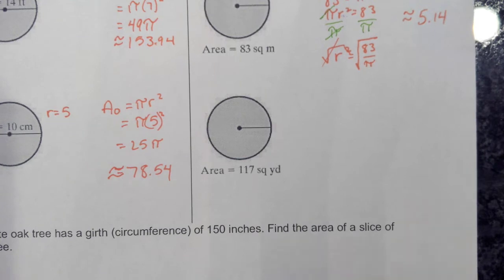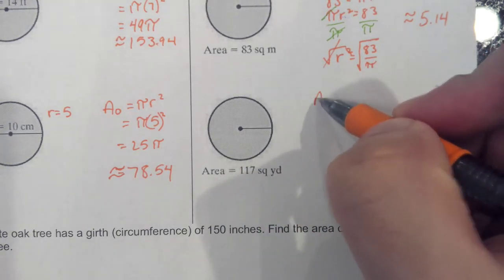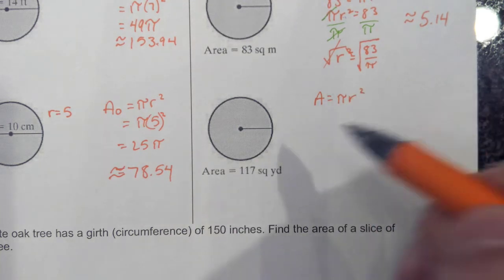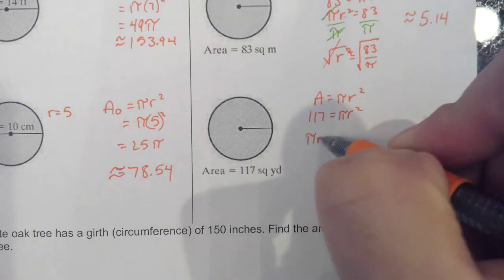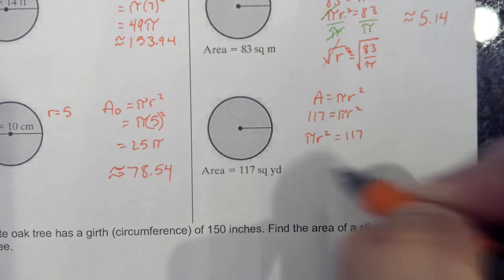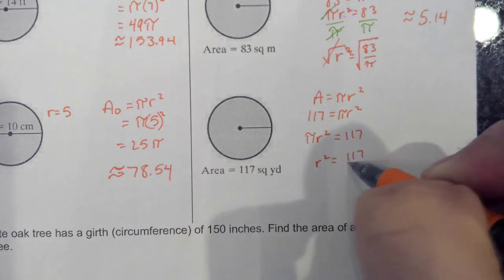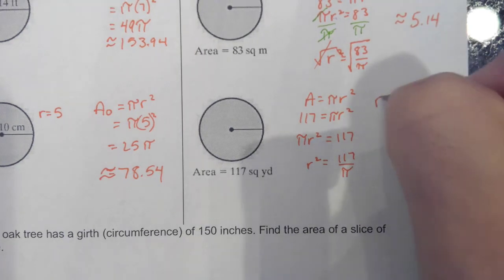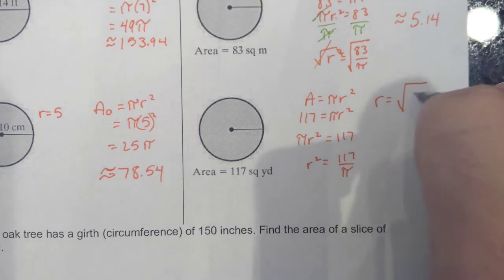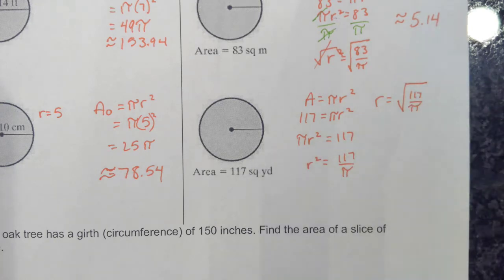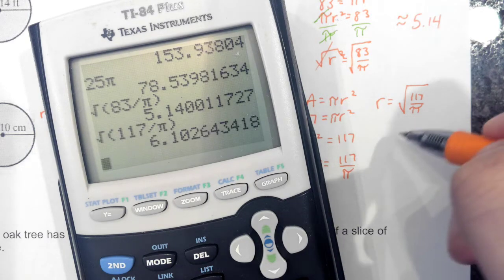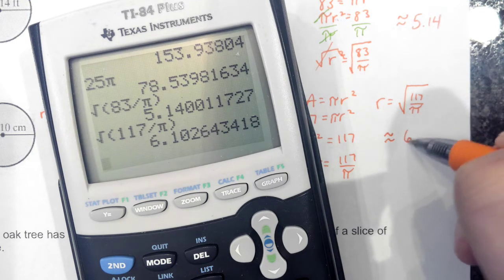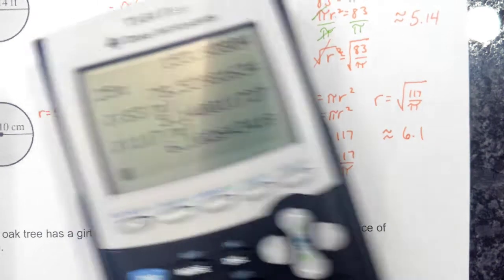I'll show you again here on this second example. Start with the formula, A equals pi r squared. Plug in what you know. You know the area is 117. I like the variable that I'm solving for to be on the left, so I'm going to switch it around. Divide by pi, and r squared equals 117 divided by pi. And then take the square root of each side, and it would be the square root of 117 divided by pi. Then just take out your calculator and type that in. Rounded to the nearest two decimal places is still going to be 6.1. You don't have to put the 0 at the end.